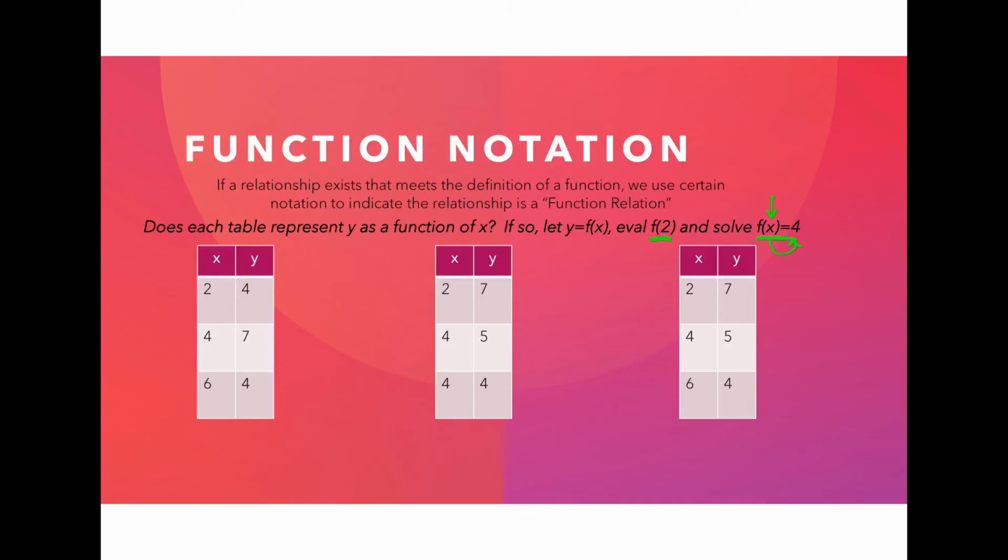All right, so looking at our first thing, we have a 2, 4, and a 6 here for my inputs, and then my outputs are 4, 7, and 4. So notice one thing is that 6 is giving me 4, and 2 is giving me 4. So the question is, well, if we have that, is that a function relationship?